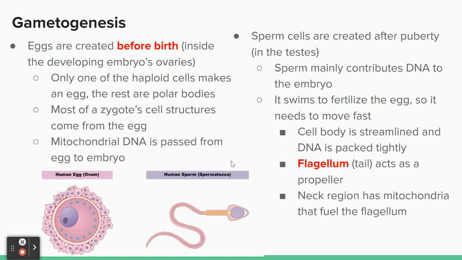Sperm cells are created after puberty in the testes. Sperm needs to swim to fertilize an egg, so it has to move fast. There are a lot of adaptations that sperm has developed to do that. The cell body is streamlined, so it's pretty much just DNA packed tightly in the head of the sperm. The flagellum is a tail; it acts as the propeller. The neck region, the zone between the flagellum and the cell body, has mitochondria, and that fuels the flagellum. It gives it all the energy it needs to make the journey from the male testes to the female egg, basically.